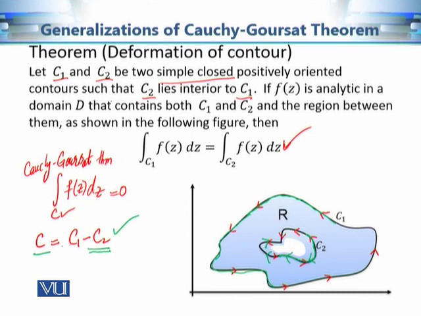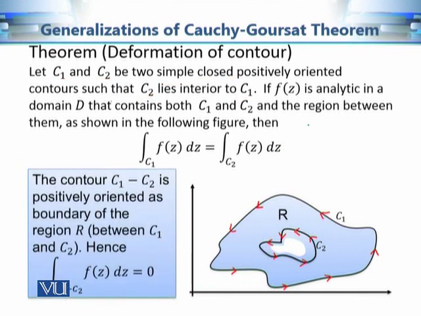So if we have this positively oriented contour C, then according to the Cauchy-Goursat theorem, the integral must be equal to 0. Now let's replace C with its value, C1 minus C2, and according to the properties of the contour integral, this can be split: the contour integral along C1 minus the contour integral along C2 must be equal to 0. This clearly implies that these two contour integrals are equal. So the contour C1 minus C2 is positively oriented as the boundary of the region R between C1 and C2, and hence the integral is 0, and this implies the result.